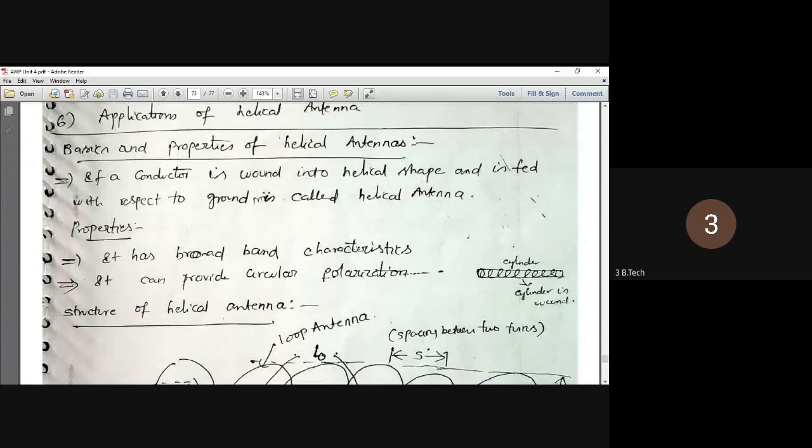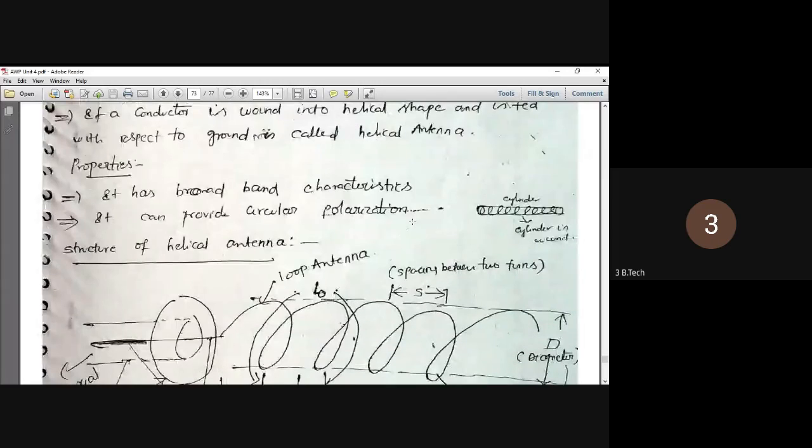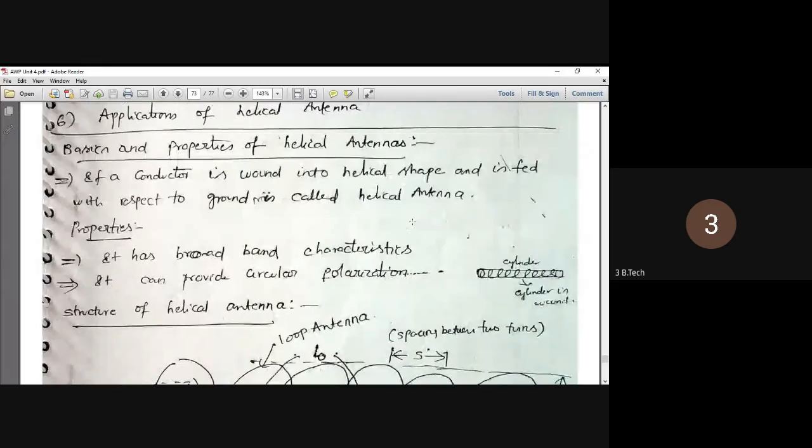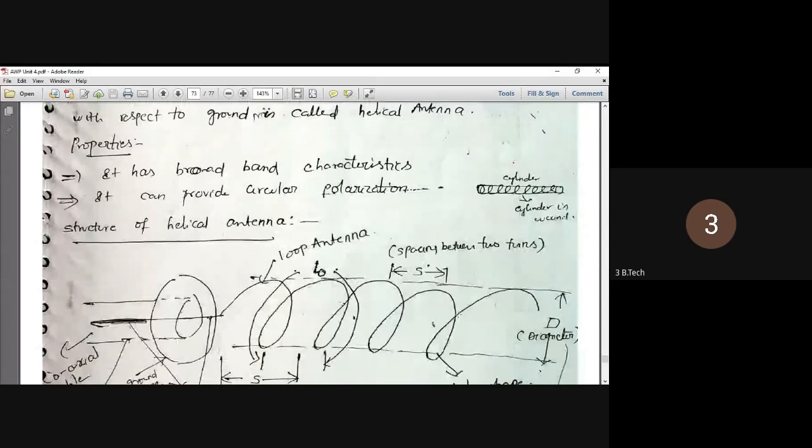So take a cylinder and see the cylinder is wound. Here also you can see a coaxial cable is taken, which has an outer conductor, ground plane, inner conductor. So if the cylinder is wound, so what happens? You'll get like this, a helical shape. Helical shape, there are 4 parameters.